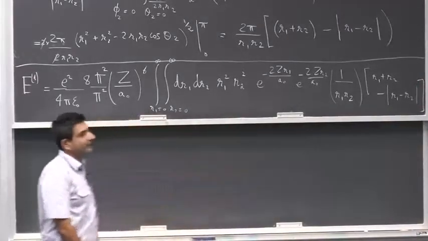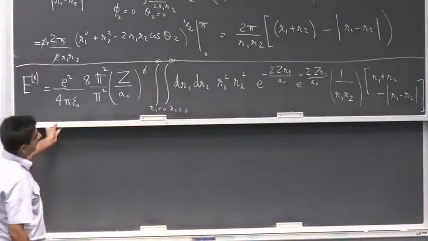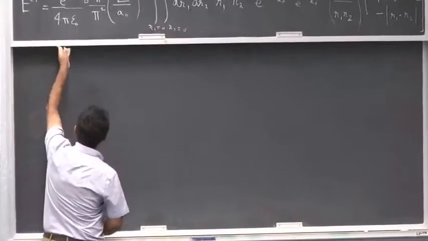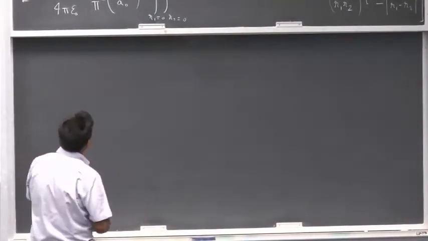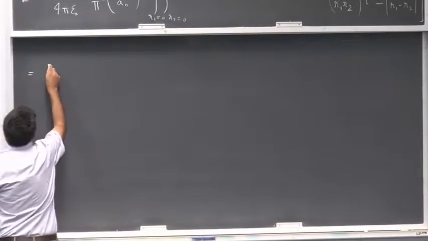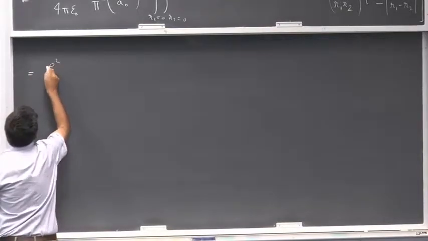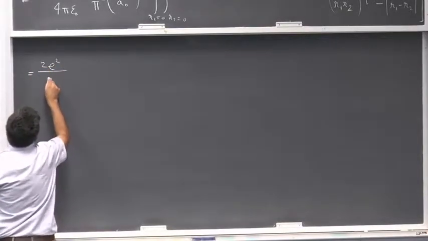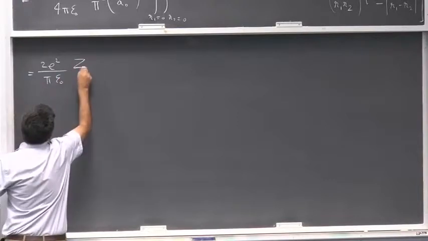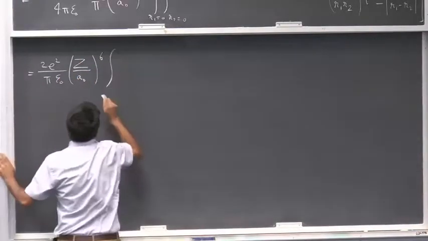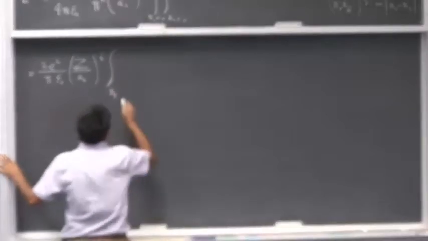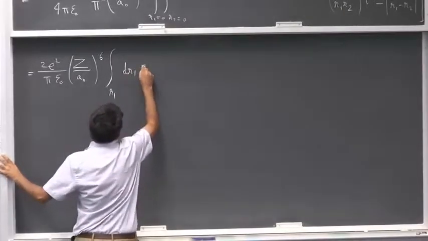Now how do you integrate this? What you could do here is slightly separate out the r1 dependences from the r2 dependences, and you could write this as e squared over pi epsilon naught, Z over a naught raised to power 6, r1 dr1 r1 squared.